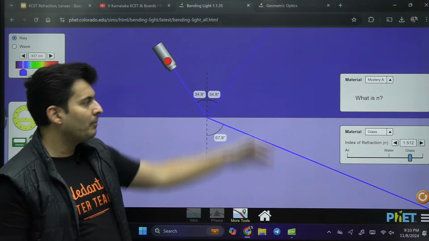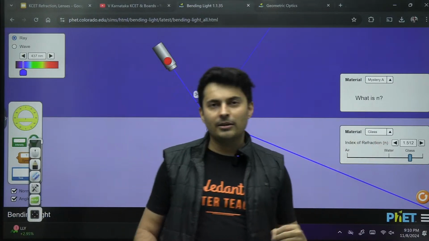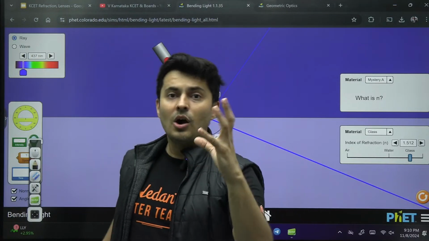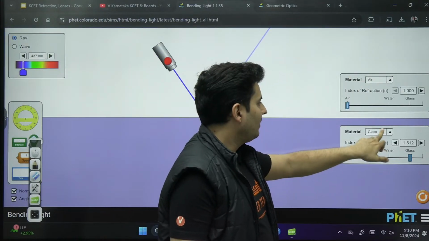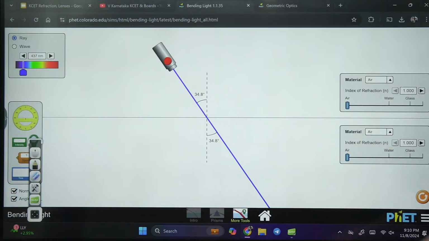So it depends on the pair of media, and there is a constant which is called the refractive index, or index of refraction, which defines how much it bends or how much it goes away. So for example, if I have, let's say, air only, it doesn't bend at all. Look at it, the refractive index is 1. I increase the refractive index slowly. See how the light is bending now.